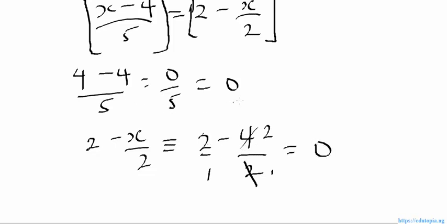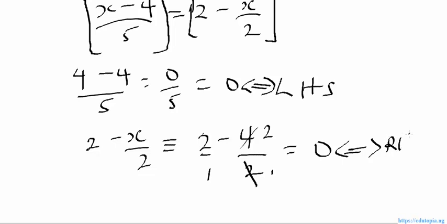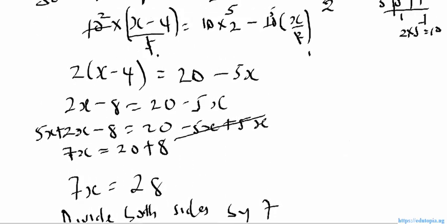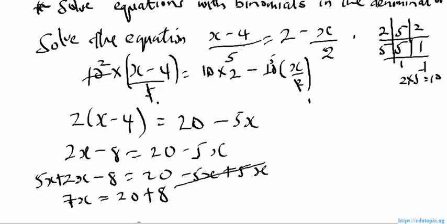So definitely, this is our left hand side result, which is 0, and this is our right hand side, which is also 0, so definitely it is equal. It means x minus 4 over 5 is equal to 2 minus x over 2. So we are correct.